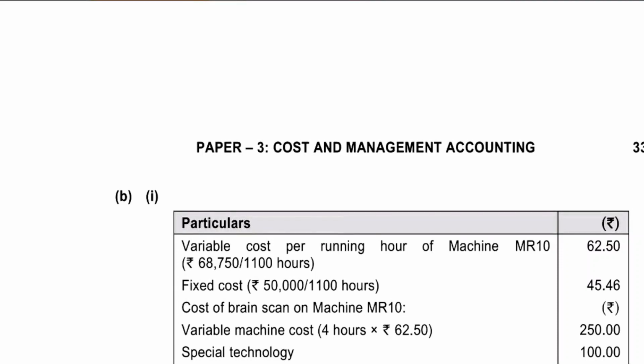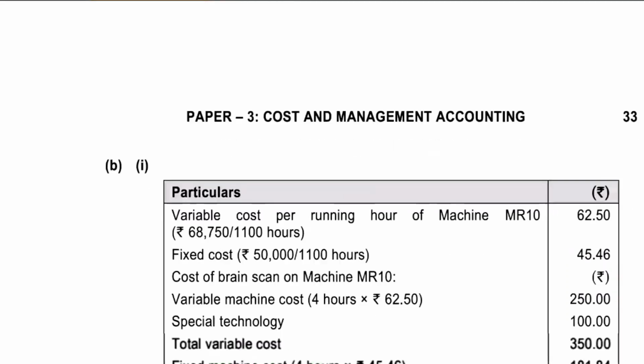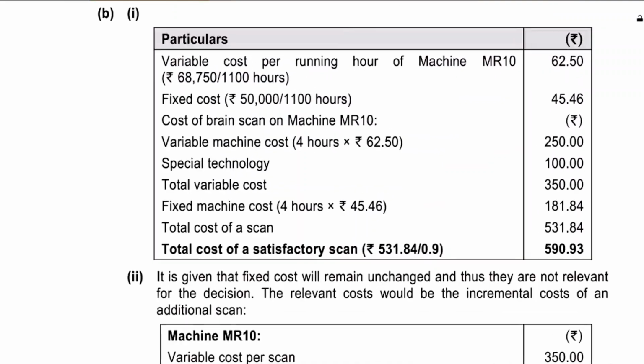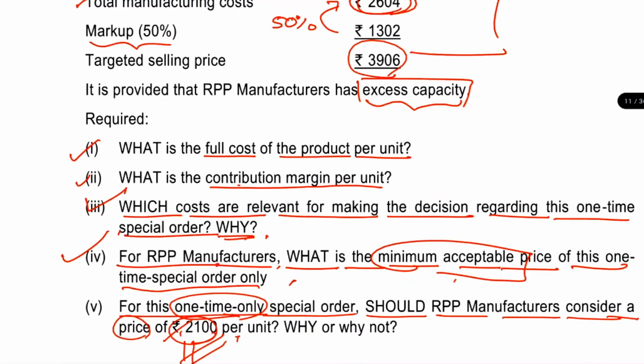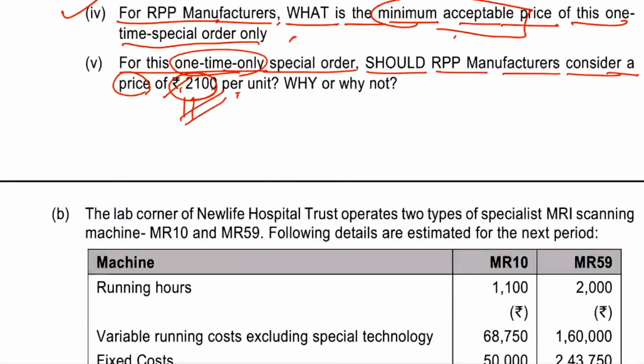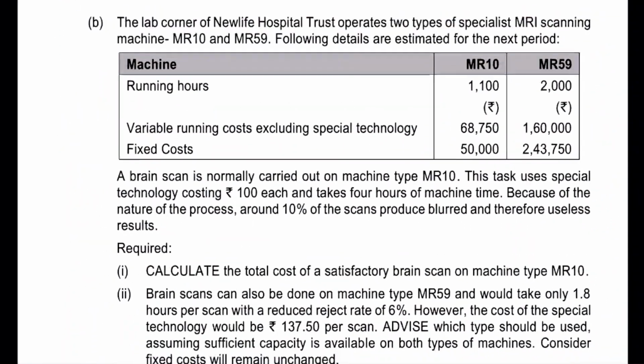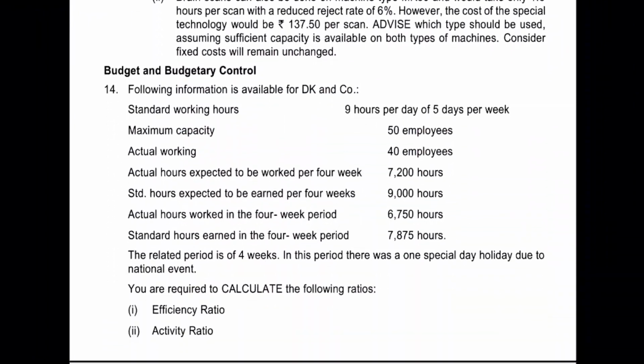There is one B part also in this question. So let's have a look. Okay, pay attention. B part. Now let's have a look as to what is given in the B part of the question. This is a new question. Okay. Now, actually two questions they have asked from marginal costing.